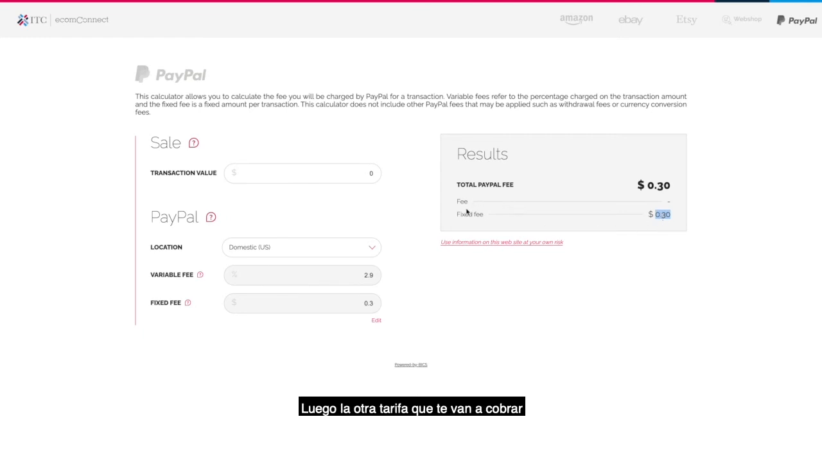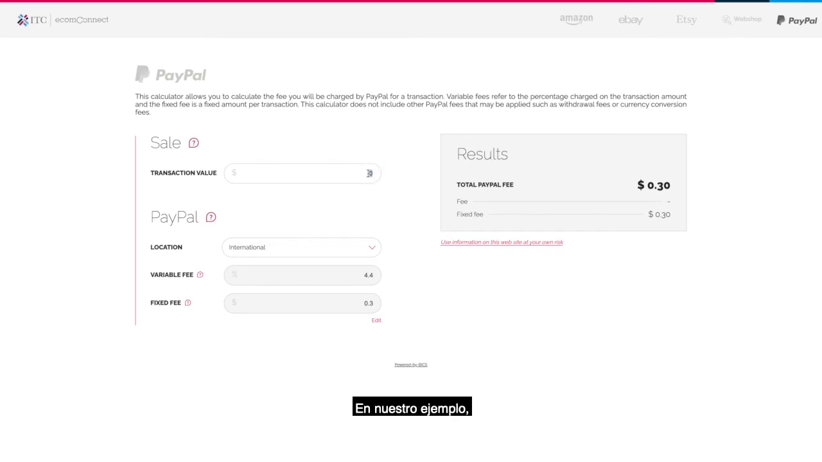And then the other fee that they're going to charge you is a percentage base, and it depends whether it's domestic US or international that you are selling. But in our case, it's going to be international. And so the variable fee in this case is 4.4% of the transaction value this time. So this will vary depending on the price of the product that you're selling.